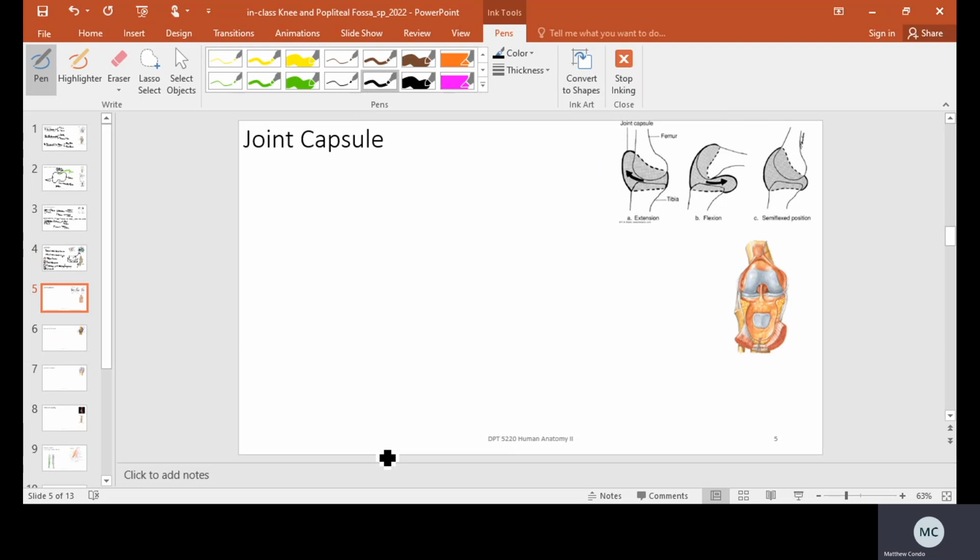Now, the joint capsule itself in the knee, and you guys are going to see this in the cadaver lab, it's thick. It is a very thick capsule. Because of the weight-bearing component of the knee, it's going to be thicker than what you guys saw on the elbow, even though there's a lot of relationship between the knee and the elbow. So be ready when you guys are in cadaver lab that you're going to have to do some cutting to get through that capsule.